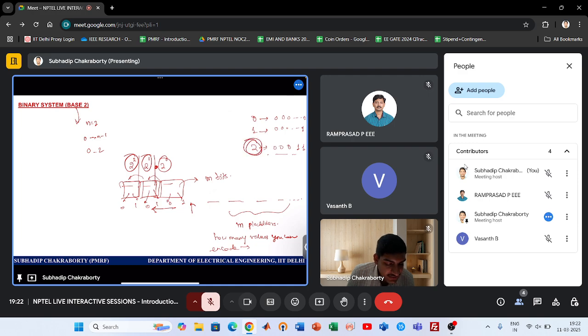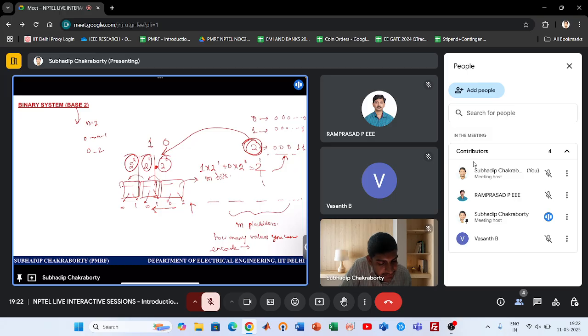Because if you want the decimal value of 2 in binary, what do you have to do? Fill this with 1 and then with 0. Then only you will get 2, right? Because 1 into 2 to the power 1 plus 0 into 2 to the power 0 will give you 2. That's why I filled the second last placeholder with 1, because we are moving from the last towards the higher bits.